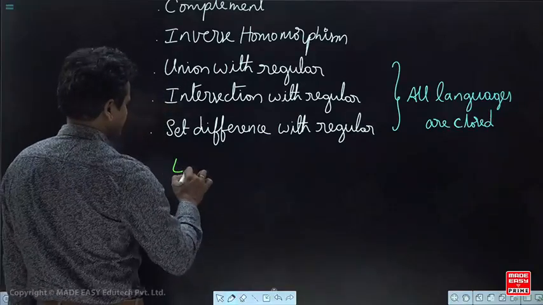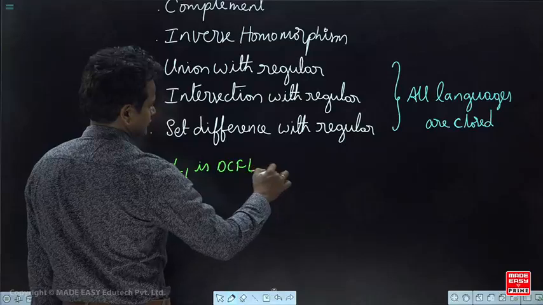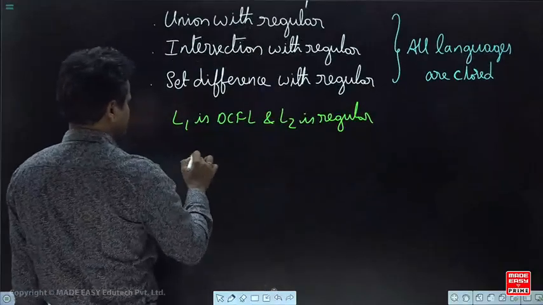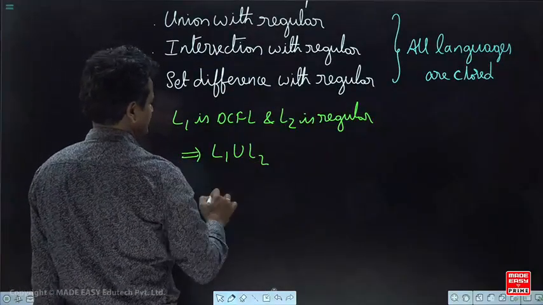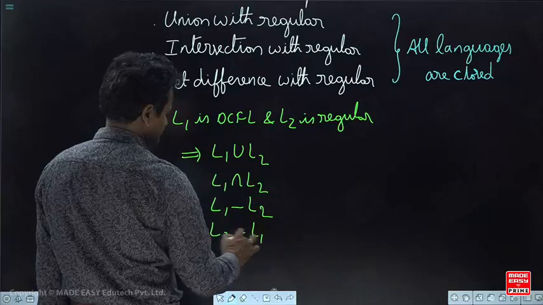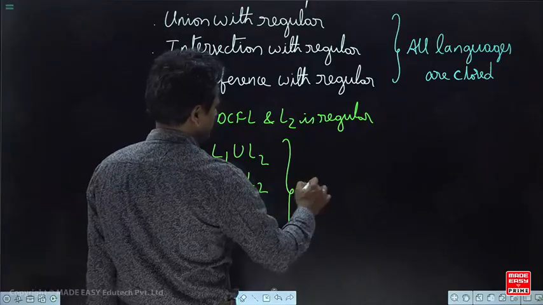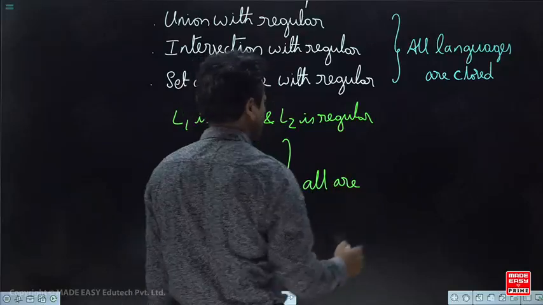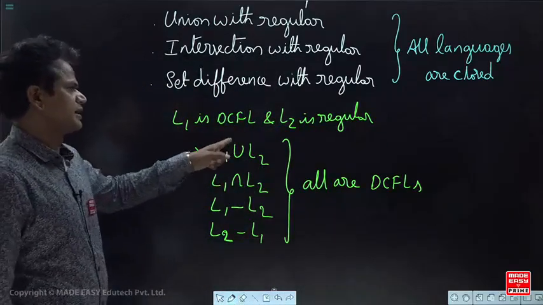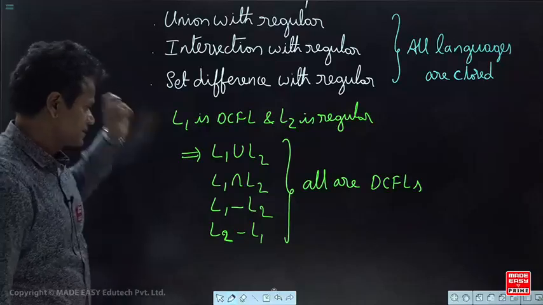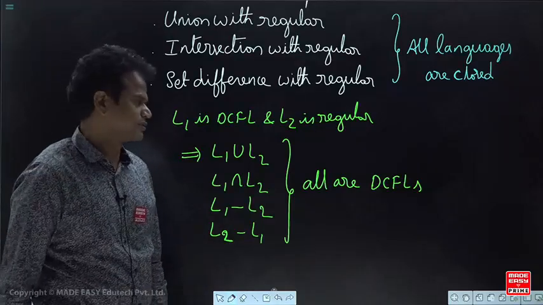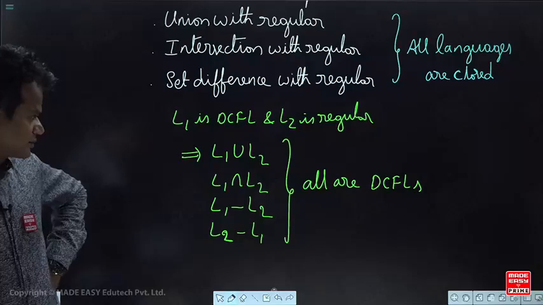So, what is union with regular? Example, L1 is DCFL and L2 is regular. L2 is regular implies L1 union L2, L1 intersection L2, L1 minus L2 or L2 minus L1, all are DCFLs. If one is DCFL, the other is regular, then union with regular, intersection with regular, set difference, DCFL minus regular or regular minus DCFL, all are DCFLs.